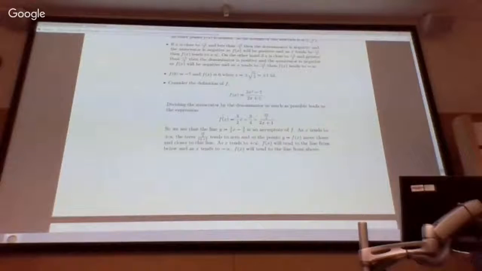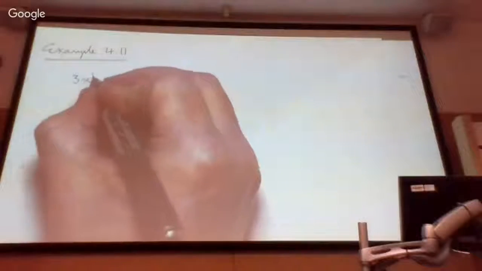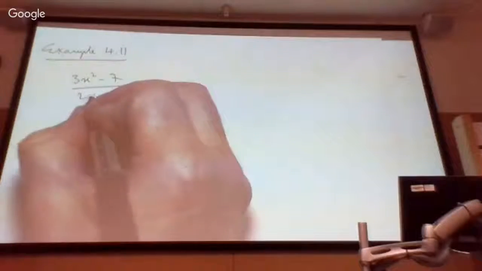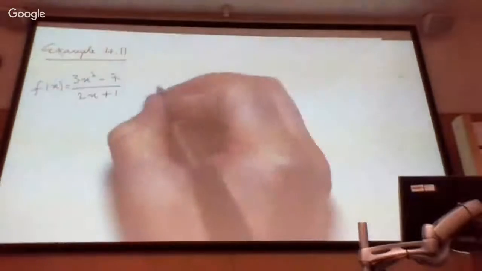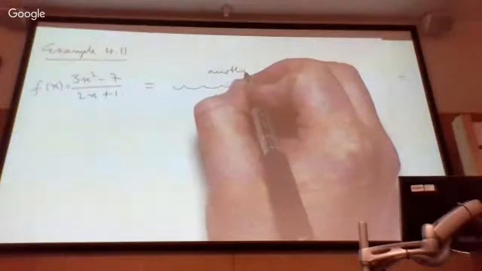Sometimes people need a little bit of help with that. So this is example 4.11. So in example 4.11, 3x squared minus 7 over 2x plus 1. So we'd like another expression for this.